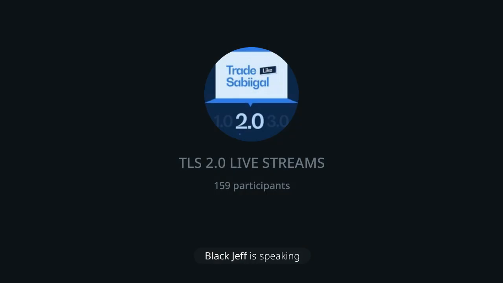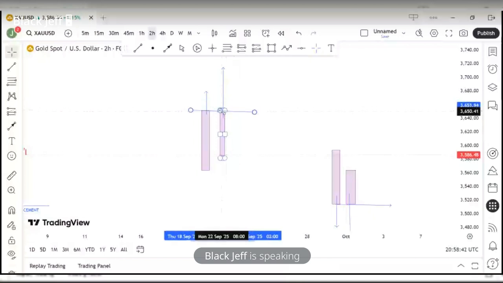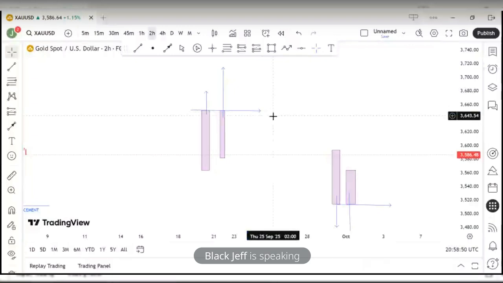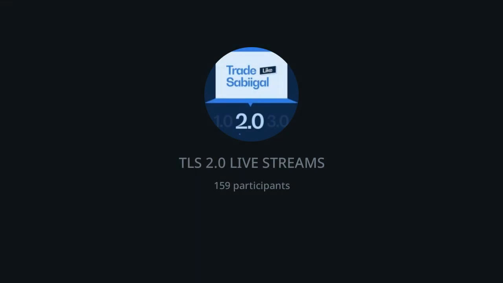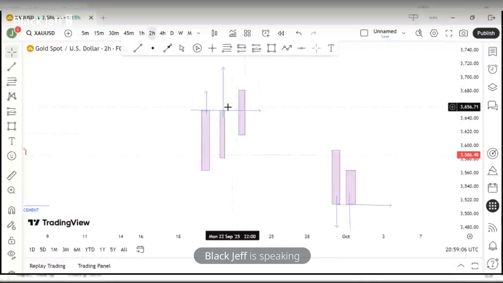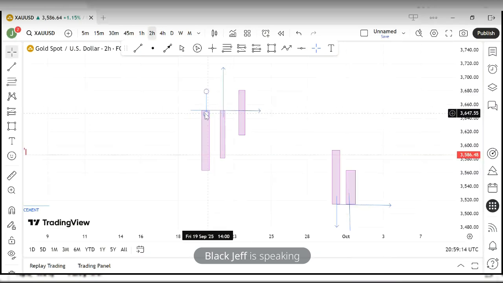whenever a resistance gets taken out by the body of a candle, that resistance becomes a support. That is, this is a resistance point now. If the resistance gets taken out by the body of a candle, that resistance point becomes support. Then, whenever we draw a key level at the top, it becomes a resistance, right? Whenever we draw a key level at the bottom, it becomes a support.